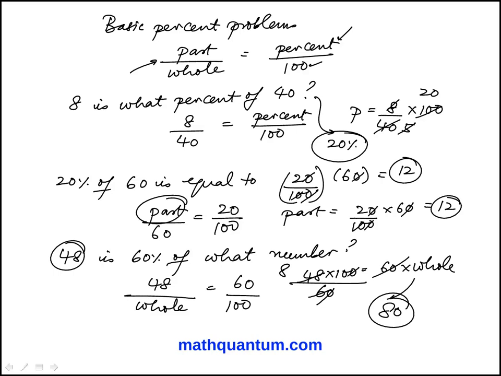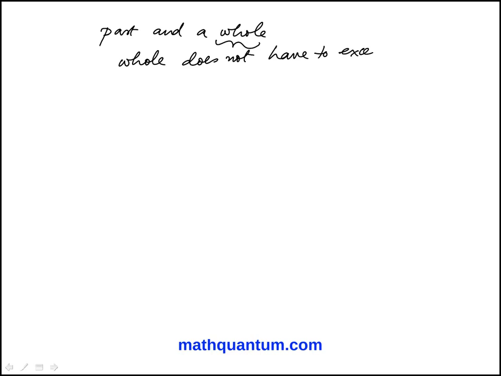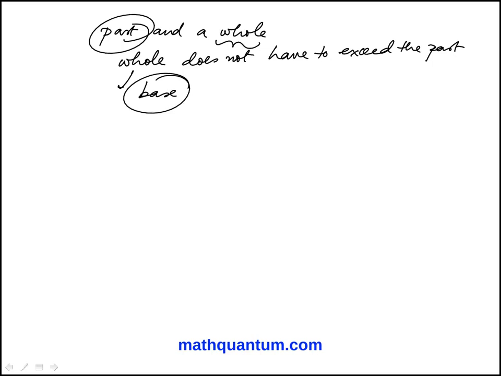The ones that I went over, these would be considered the easier medium level problems on the SAT. Now, I do want to comment on the fact that so far we have assumed a context of a part and a whole. We've sort of used that language. But the whole does not have to exceed the part. We can have cases where the part is actually greater than the whole. And in general, we kind of use the base as the more appropriate term.